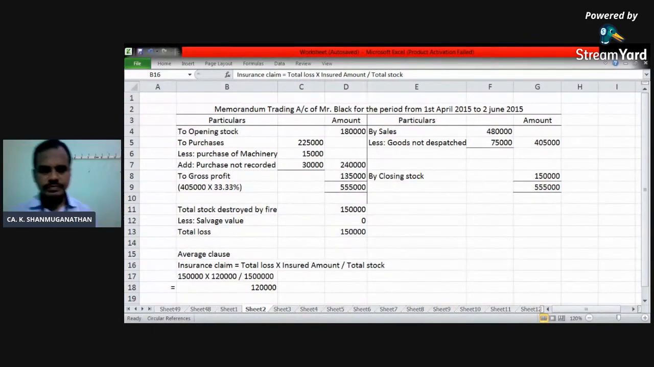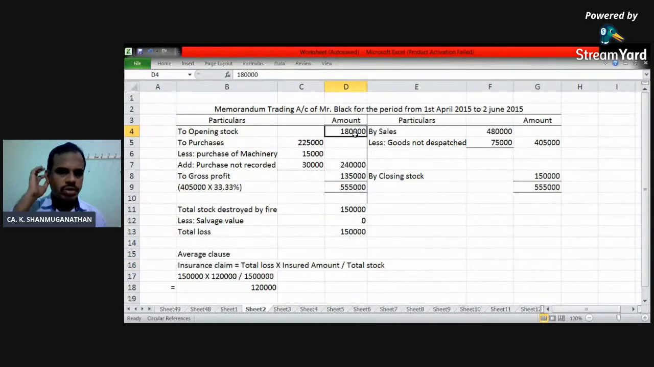Follow carefully. This would be your memorandum trading account. Hardly two or three adjustments, that's all. Now you see the memorandum trading account. As I was saying just now, the 31st March 2015 closing stock will become the opening stock on 1st April 2015, amount 1,80,000. After that, purchases you have to take from the question information.